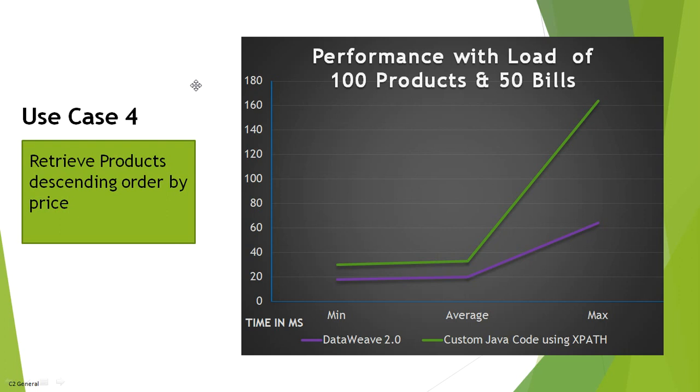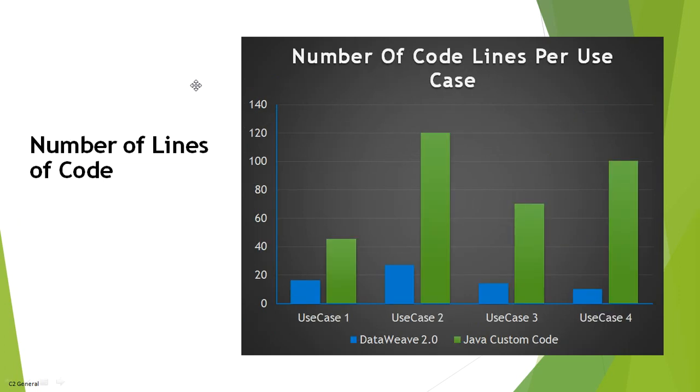Now let's compare them on one more parameter, which is the number of lines of code written for this particular benchmarking exercise. You can see that for all the four use cases that we just discussed, the number of lines of code required in the case of DataWeave is quite a bit less than that of the Java custom code. In fact, for use case 2, use case 3 and use case 4, it is 1/4 of the lines required by Java custom code. So I am sure that these two comparisons are sufficient for you to use DataWeave instead of Java.